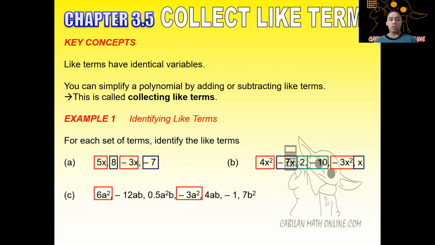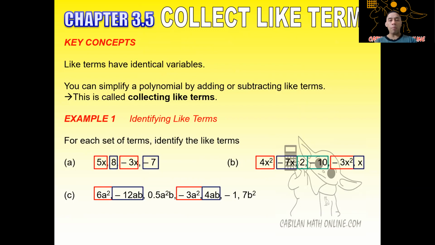All right. So next thing that I have here, we have negative 12ab. If you scan through here, the only term that also has ab and just ab is going to be 4ab. Now again, going back to 0.5a squared b, why is that not part of this? Because even though it has a and b, you notice that the a has a squared attached to it. So that is an unlike term to the negative 12ab and the 4ab.